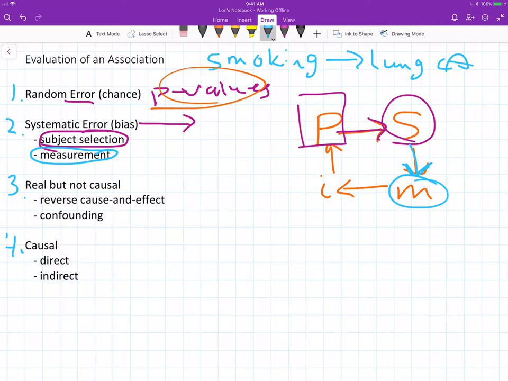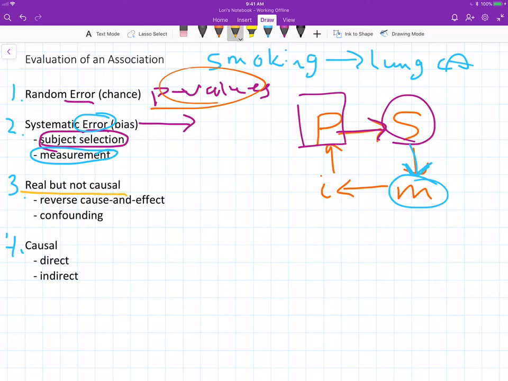A common example of this would be, say, a scale that weighs everybody 10 pounds too heavy, or 10 pounds too light. So it gives me incorrect information. And because of that incorrect information, I may have this error, this bias. But notice that a lot of times systematic error is one directional, whereas random error could be either direction. There's a third category, and this is something called real but not causal.